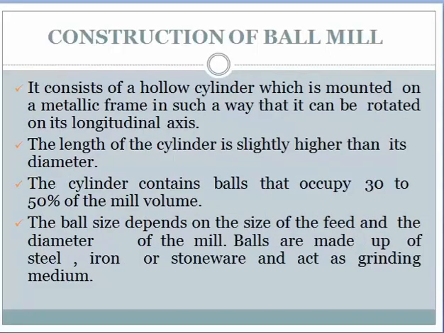Now we'll see the construction of the ball mill. It consists of a hollow cylinder which is mounted on a metallic frame in such a way that it can be rotated on its longitudinal axis. The length of the cylinder is slightly higher than its diameter. The cylinder contains balls that occupy 30 to 50% of mill volume. The ball size depends on the size of the feed and the diameter of the mill. The balls are made up of steel, iron or stoneware and act as a grinding medium.